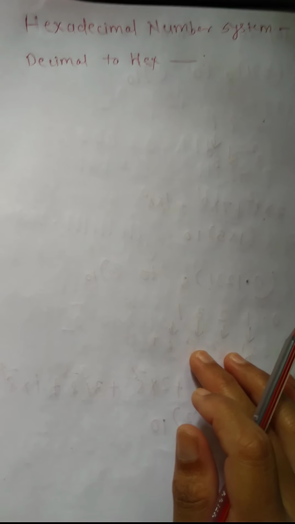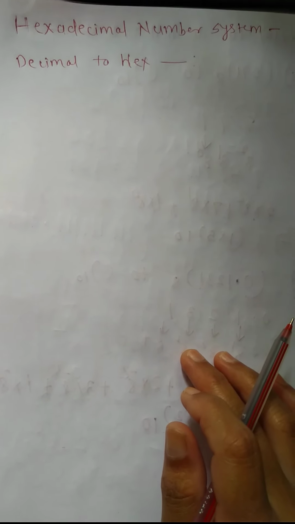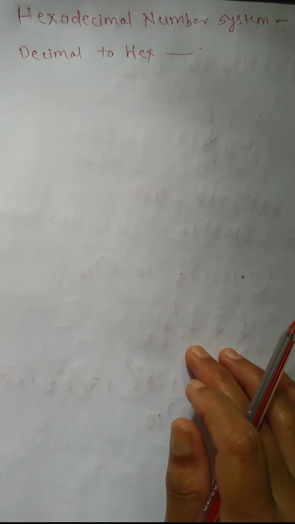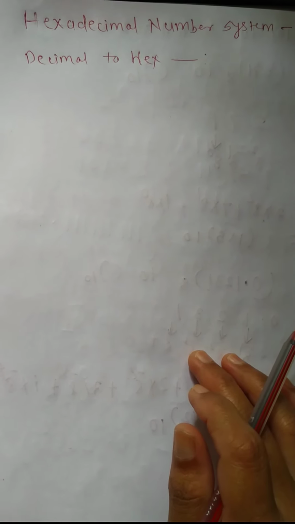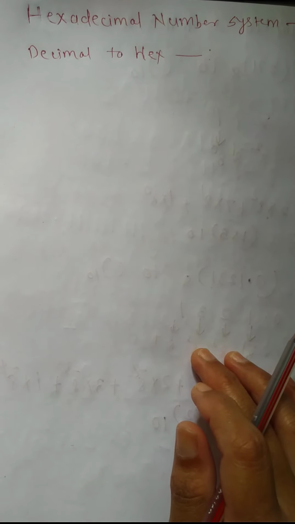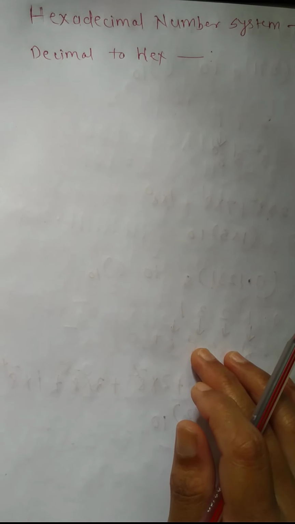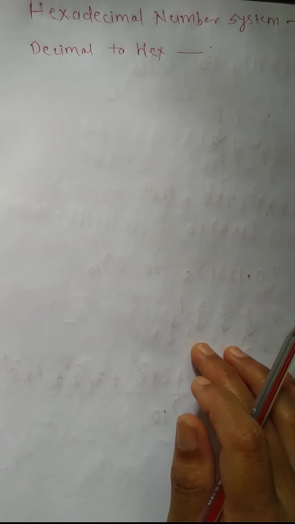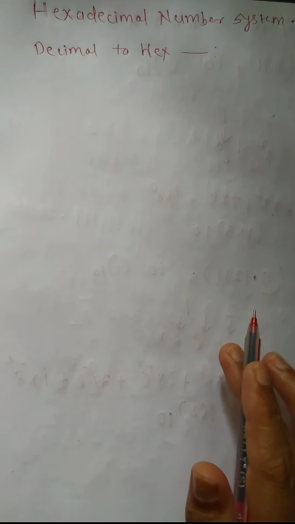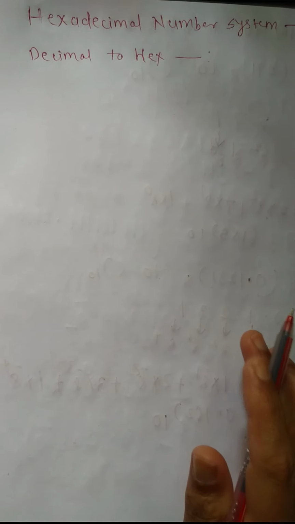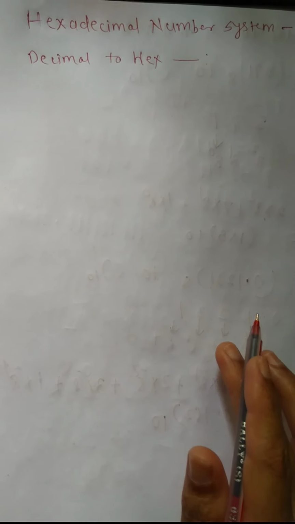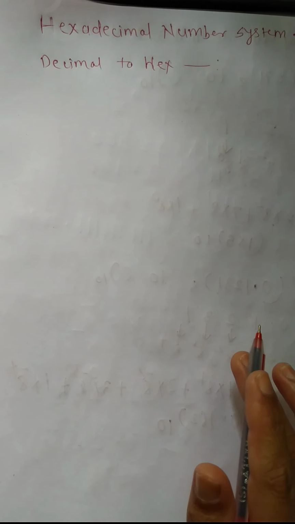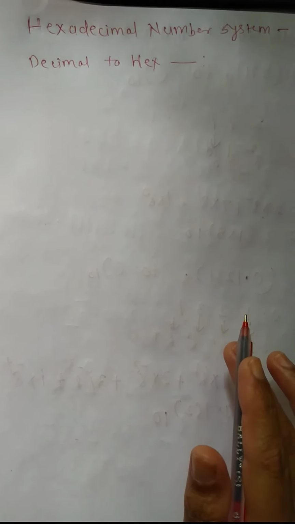Students, today we are going to again repeat that point, hexadecimal number system. In this hexadecimal number system, the base is 16, and the values represented are from 0 to 15: 0, 1, 2, 3, 4, 5, 6, 7, 8, 9. In the hexadecimal number system, 10 is represented by A, 11 is represented by B, 12 is C, 13 is D, and 14 is E, and 15 is represented by F.